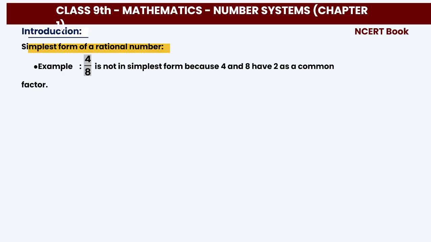Simplest form of rational number 4 by 8. It is not simplest form. Why is it not the simplest form? Here we can divide them. 4 ones are 4, 4 twos are 8, right? So 1 by 2, we have a 2 as a common factor.